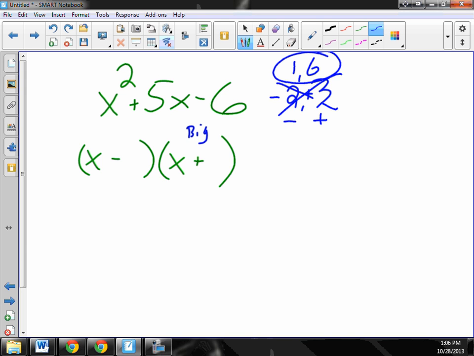This is the one we're looking for. So it would be 1 and 6. So my factors would be, my roots would be 1 and -6. Are you guys comfortable with those?